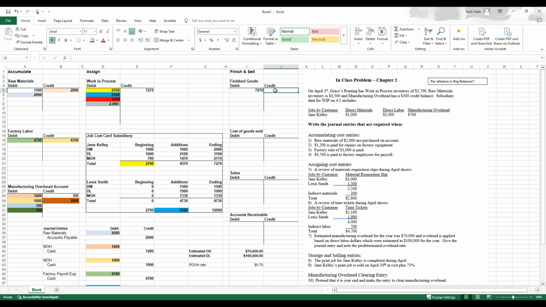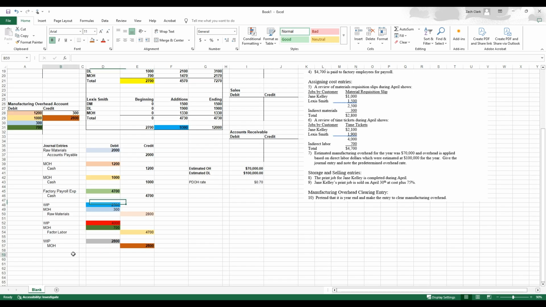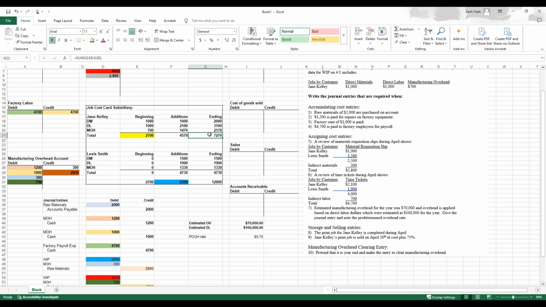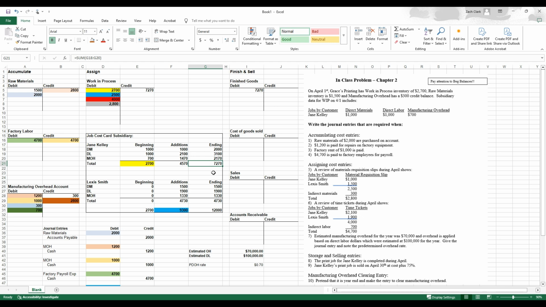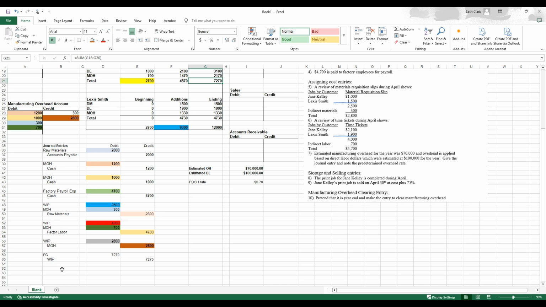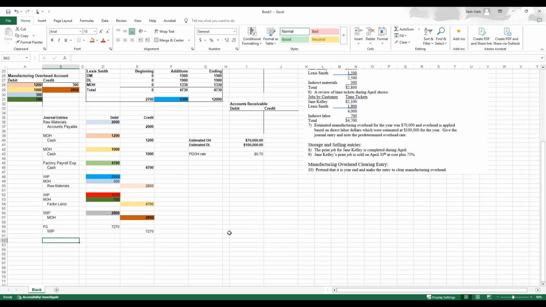So now, oh, and sorry, let's do our journal entries down here. So the journal entry to move that into finished goods, like we just showed in the T accounts, is finished goods of 7,270, 7,270. And again, that's the total up here down to these. So moved from there to there, and that's the Jane Kelly total cost. And then we sold it. I'm going to do the journal entry first. We sold it for cost plus 75%.